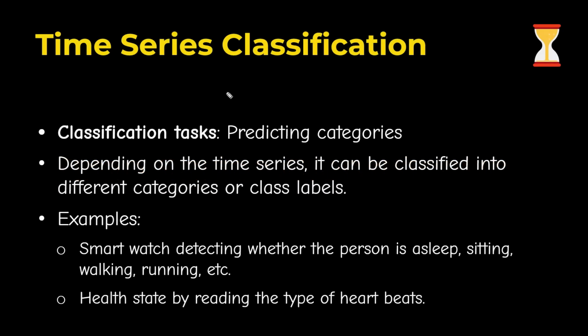All right. Another very underrated yet very popular task in the industry for time series is time series classification, right? Very, very interesting. So just like your machine learning classification tasks, time series classification also slots your time series activity into different categories, right? So it predicts categories based on the activities that are happening in the time series data. Depending on the time series, it can be classified into different categories or labels. So for example, your smartwatch can detect whether you are sleeping or sitting or walking, running, etc. It can detect low heartbeat, high heartbeat, low SpO2 measures, high SpO2 measures, etc.